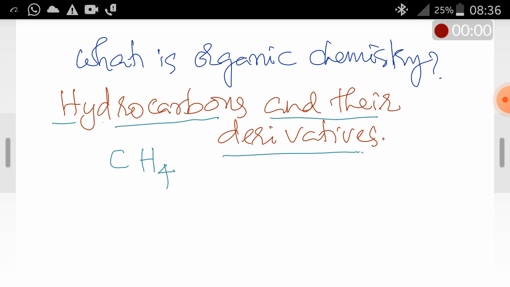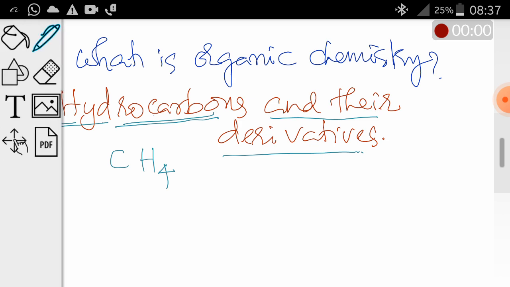When I was teaching chemical bonding, I mentioned methane. You could consider methane as the father of all organic compounds, or the cutest baby of organic compounds, because all other organic compounds are derived from this particular compound called methane. Methane belongs to the class of compounds called hydrocarbons. So how do you build up all other compounds? Organic chemistry is the study of hydrocarbons and their derivatives.